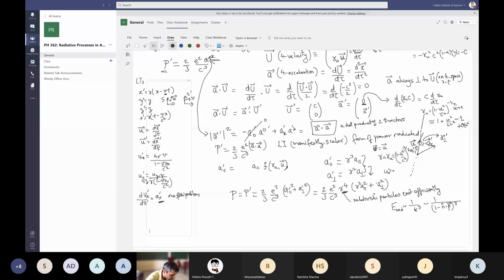But you should also be aware of how we went through this whole derivation. First, we motivated that power is a Lorentz invariant, and that means we can just use the same expression, 2/3 e squared by c cubed times a prime squared, and we can easily calculate a prime in terms of a, and that's what we did here. Any question on this?